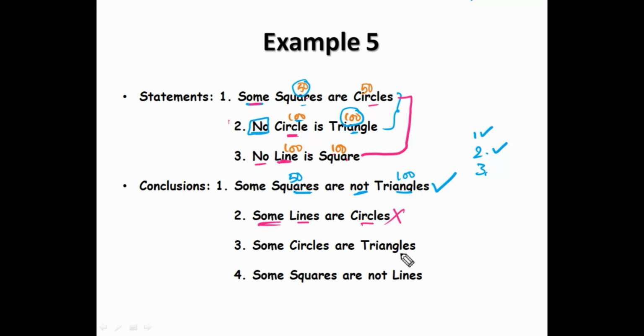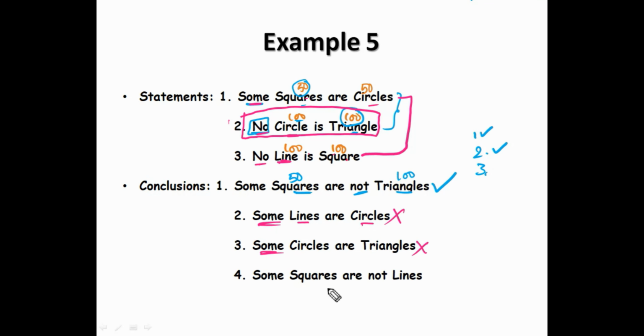Next, circles and triangles. Circle and triangle, yes, both are available in a single statement only. So from statement 2 itself, we can conclude this third conclusion. So it is a negative statement. A negative statement can never lead to a positive conclusion. That's why it is not follows.